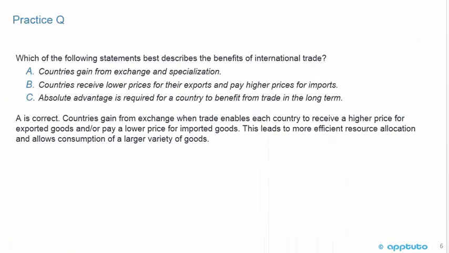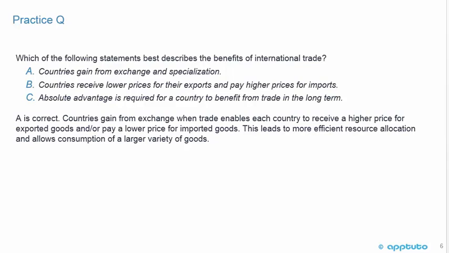I think that question was quite easy because B looks absolutely wrong. Receiving lower prices for your exports and paying higher for your imports, that doesn't look too good. That's not a benefit of international trade. Or is absolute advantage required? No, you need the comparative advantage, okay? So that one is an easy one.